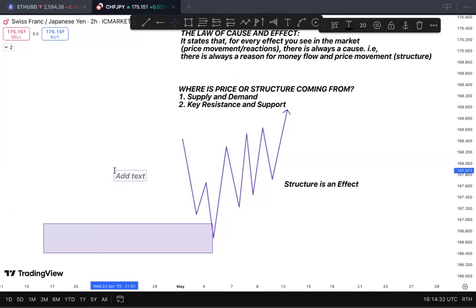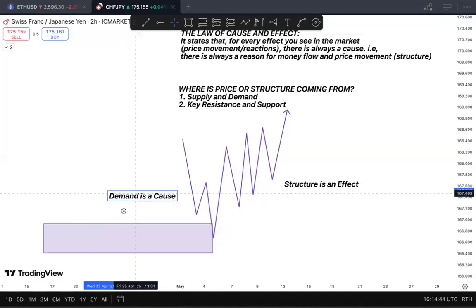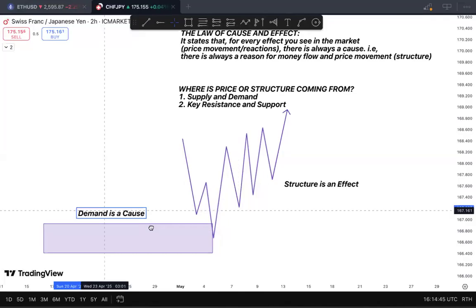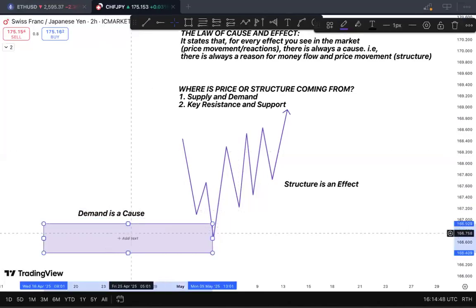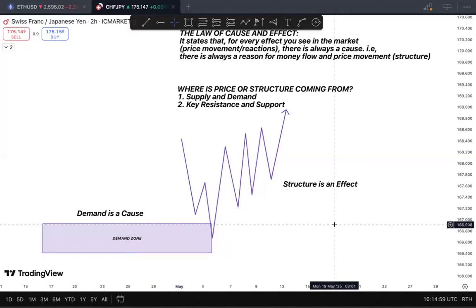So if it is coming from a demand zone, what do you do? Sorry, I'm going to delete this. So we can say demand is a cause. Demand is a cause. So this will say demand zone. Okay, so can you see what I'm trying to say? After finding out all your criteria, the next step is, where is price or structure coming from? And you must apply the law of cause and effect on this strategy. I have seen the effect, and all the criteria for the effect is correct. Structure is an effect. It is reacting at that zone because something has happened or something has made it react.